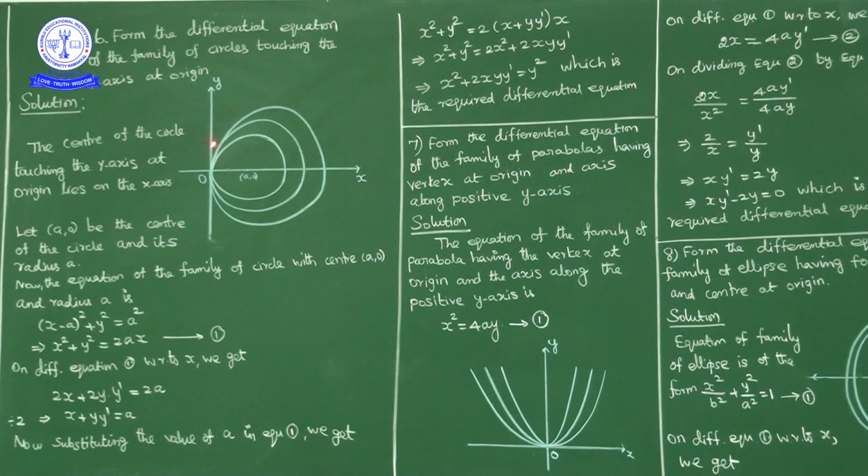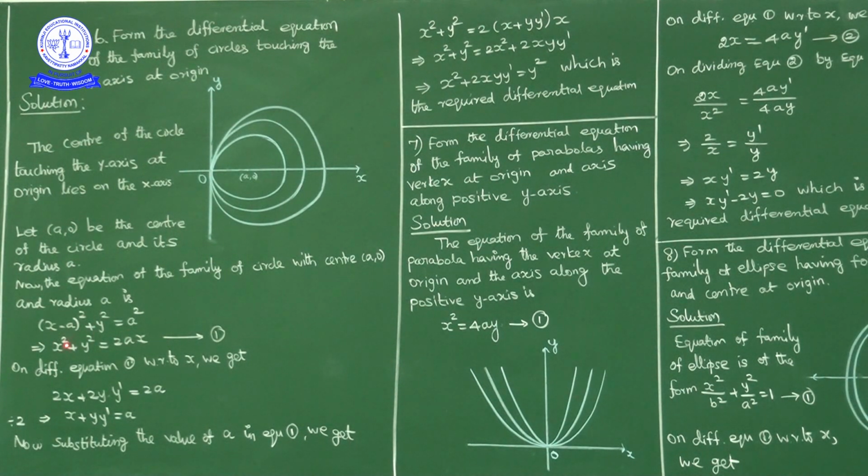Touching y-axis at origin means centered on x-axis. The center of the circle touching y-axis at origin lies on x-axis. Let (a, 0) be the center and the radius will be a. So the equation of the family of circles with center (a, 0) and radius a is (x minus a) whole square plus y square is equal to a square. By simplification, x square minus 2ax plus a square plus y square is equal to a square.